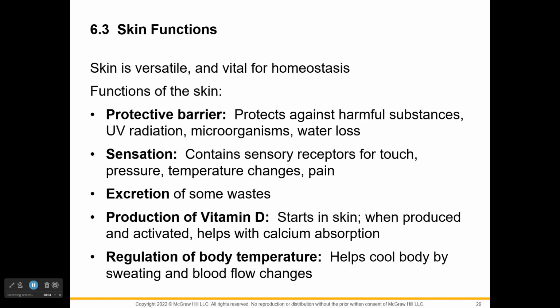But it also protects, right, with UV radiation, with the melanin of the skin, and water loss with the keratin. It allows you to sense things, to feel touch, different pressures and temperature, and neuroreceptors tell you when there's pain. It does excrete some waste. It also helps you produce vitamin D. It's the precursor to making vitamin D.